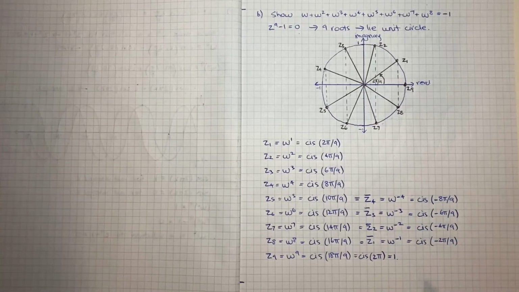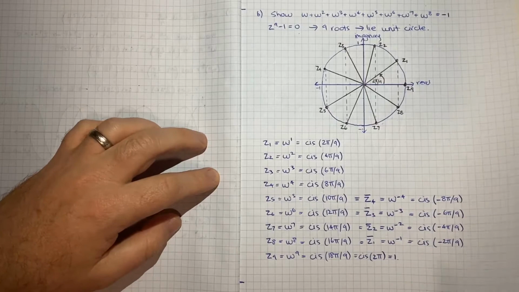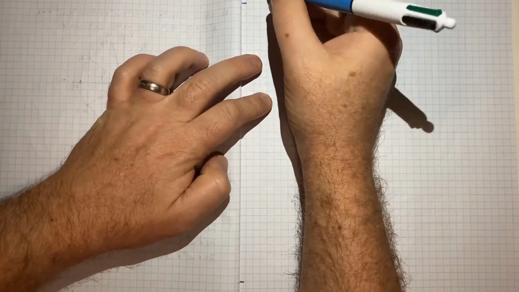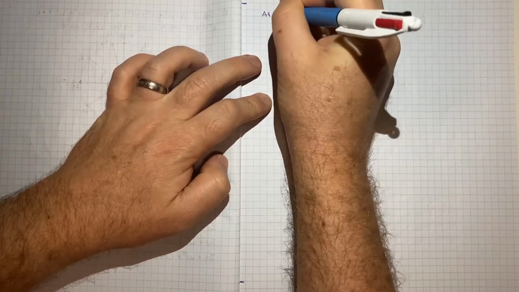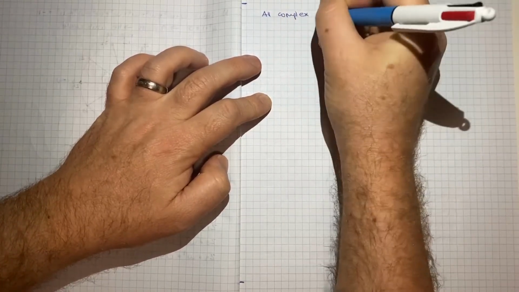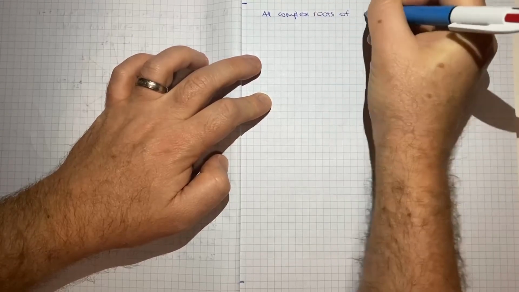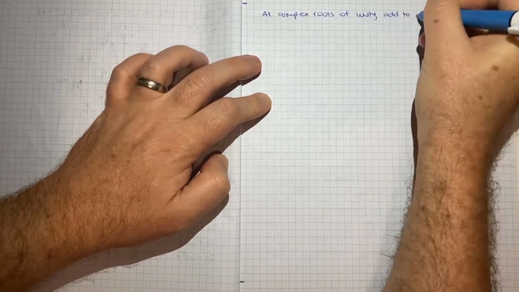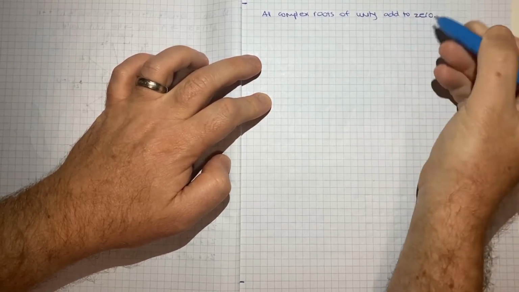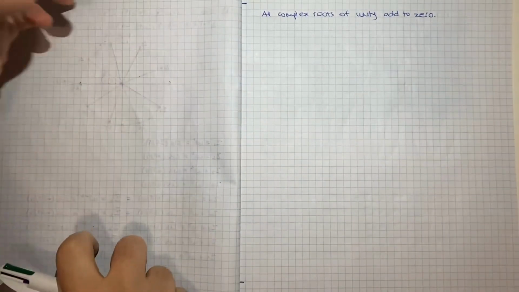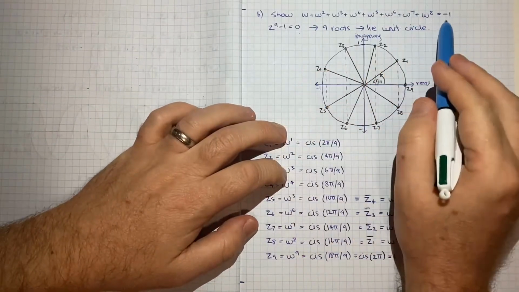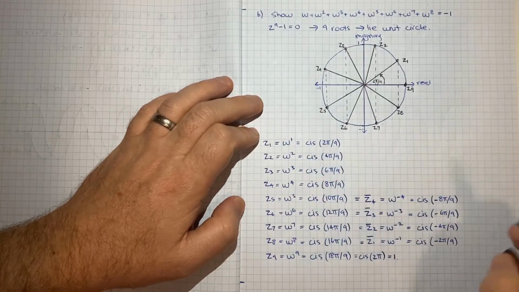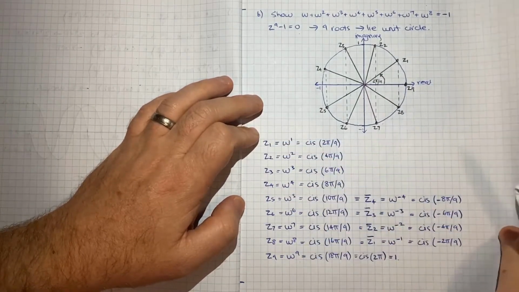But what I might do, I'll turn over. But the key to proving what we need to prove is to note that all complex roots of unity are going to add up to 0. So that's the general result that we can use to get to this result, because W1 up to W9 are our complex roots of unity, so their sum must be 0.